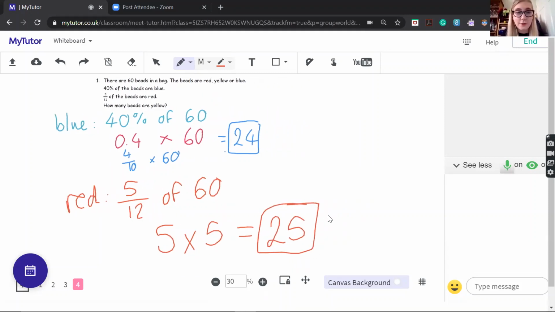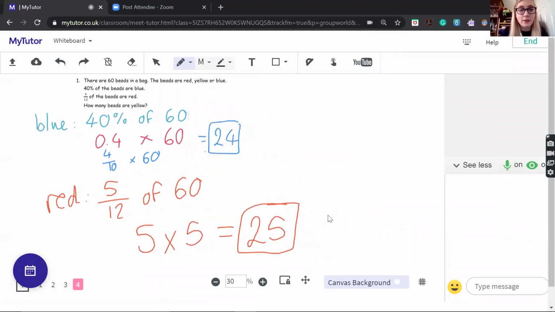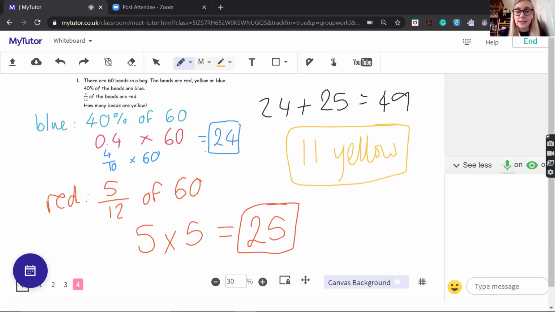And then, as a lot of you pointed out, we then have that the total of the blue and the red is going to be 49. So there are 11 yellow. Well done. A lot of you got that really quickly, which is fantastic.